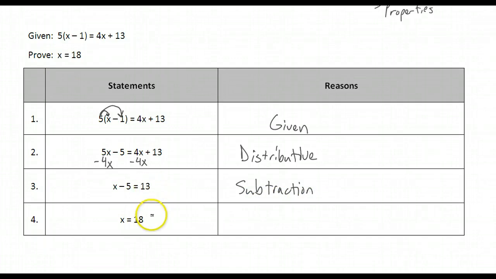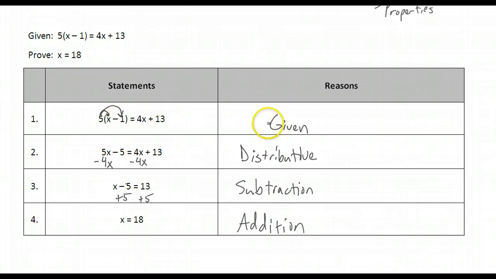And the final step. The left side, this minus 5 has disappeared, and this 13 is turned into 18. So what have I done? Well, I've added 5 to both sides. What allows me to add 5 to both sides of my equal sign? It's the addition property.